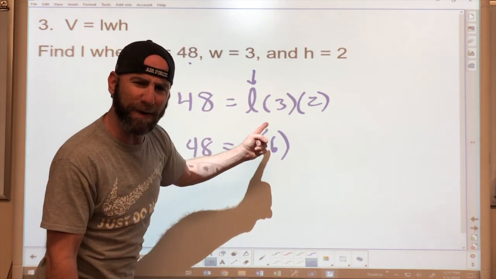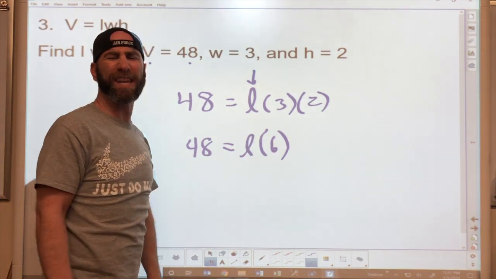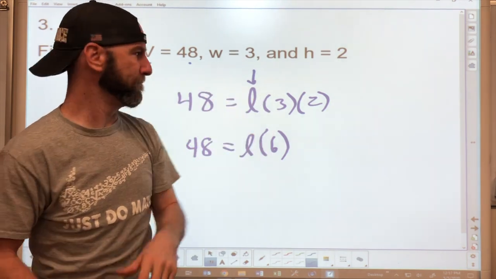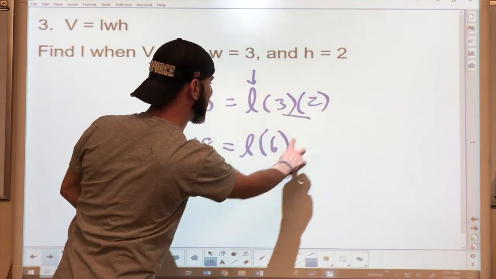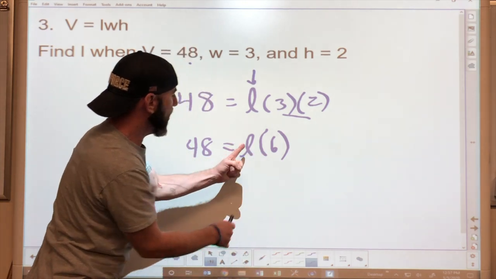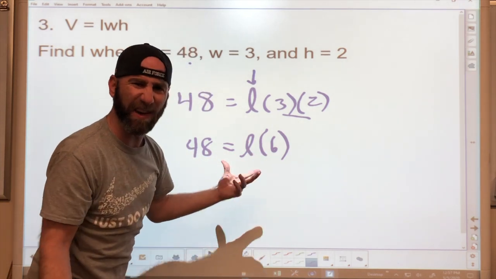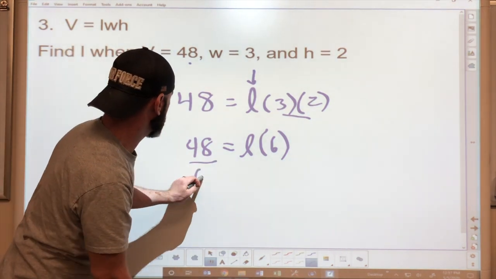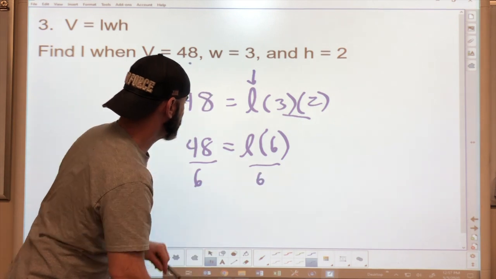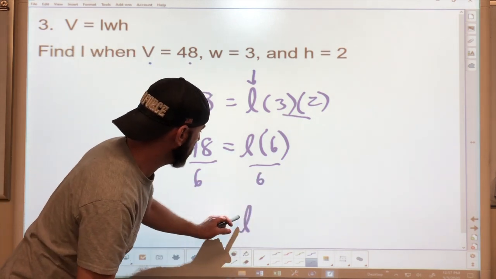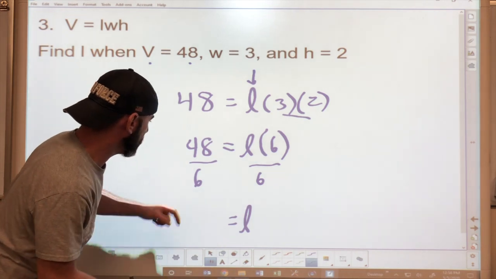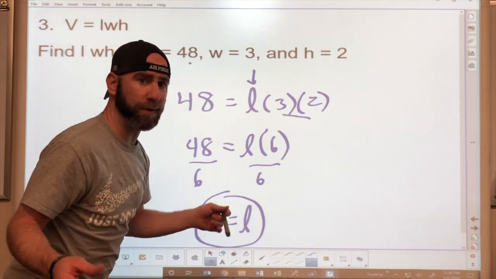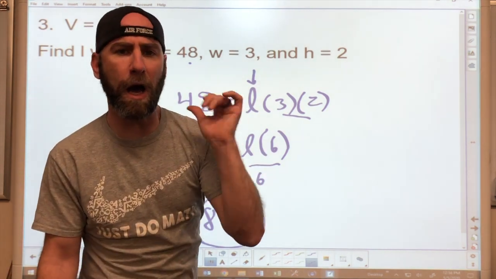You may be thinking, why am I writing L like this? It's just a way to differentiate between the number 1 and then the letter L. Okay, so the product here is 6. Now, this is L times 6 is equal to 48. How do you solve this? What's the value of the length? Divide both sides by 6. And you'll have the length is equal to 8. There we go. I'm going to pop the assignment up for you.